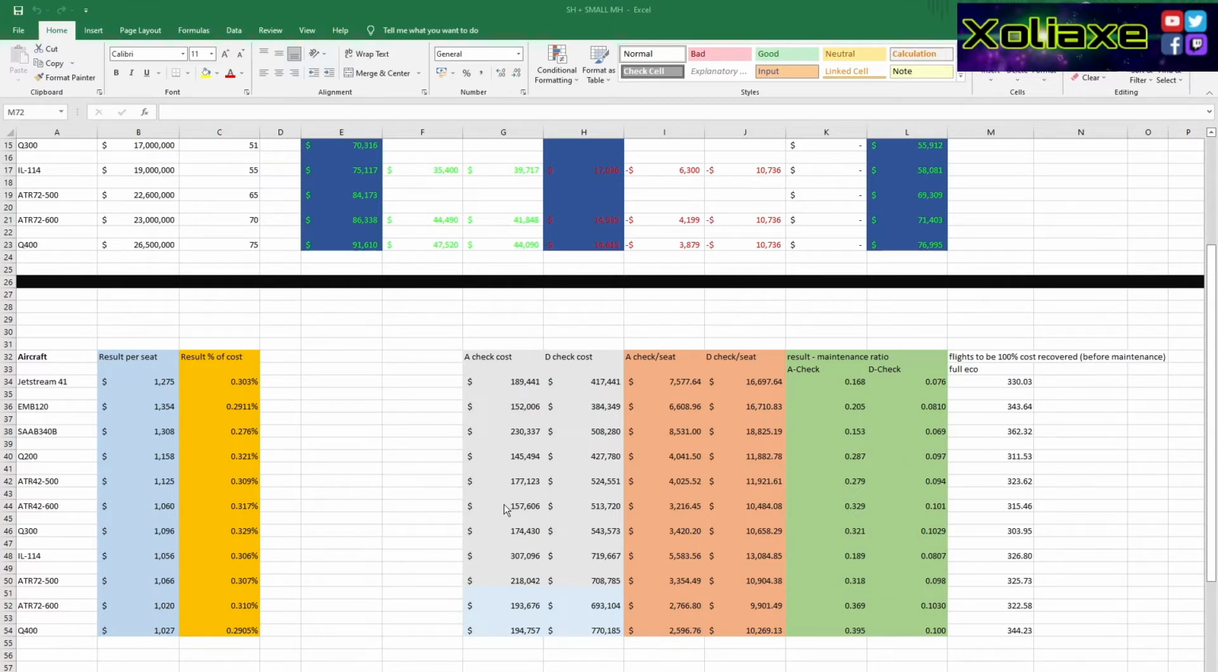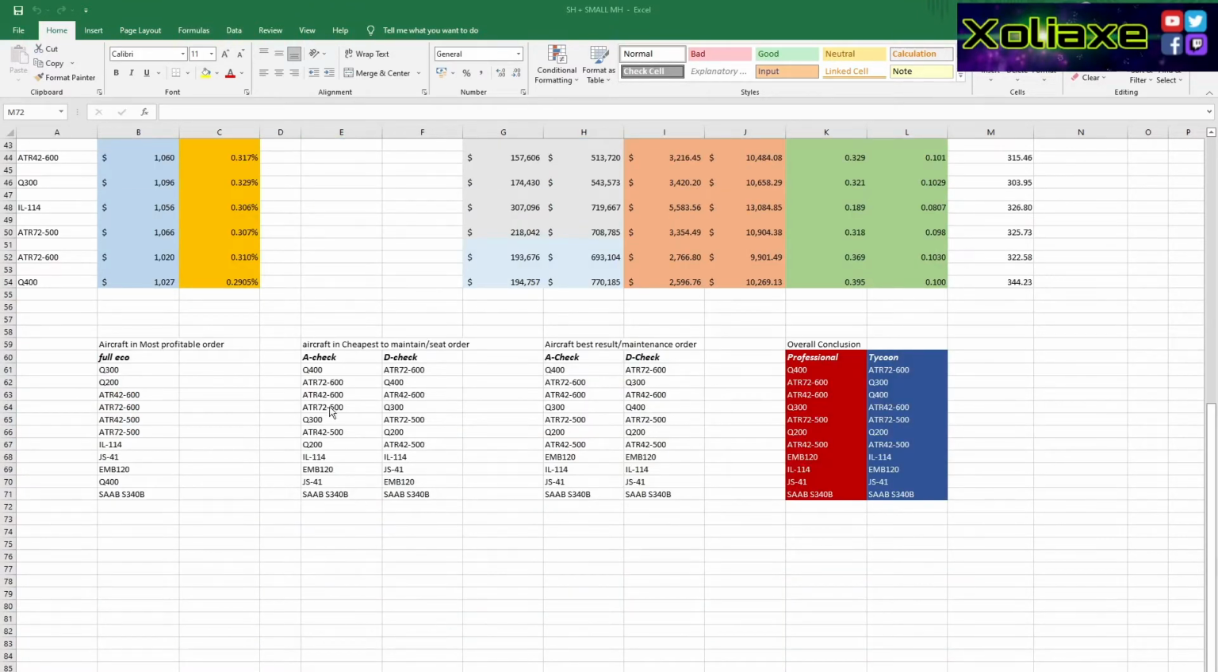And if we look at the maintenance costs of it, the Dash 600 is cheaper than the Dash 500 for both A-checks and D-checks, and that is the same for the 72. The A-checks and D-checks are cheaper for the Dash 600. So overall, you go for the 600 variants if you are going to go for the ATRs.